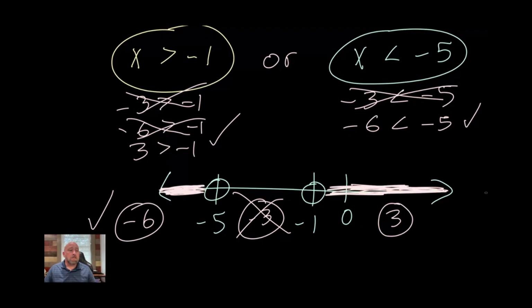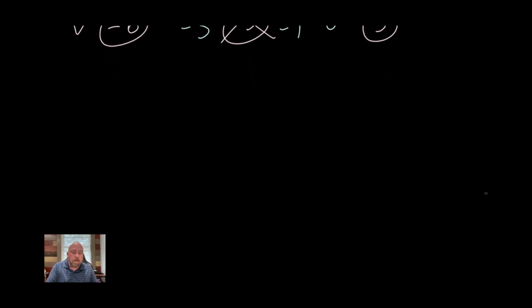So remember those things when you're solving these. Let me show you one more thing and then we'll be done with this lesson. What happens if we get a little bit more complicated inequality? Well, we're going to do the same thing. If we have 2 and then the absolute value of x plus 3 is less than 4.